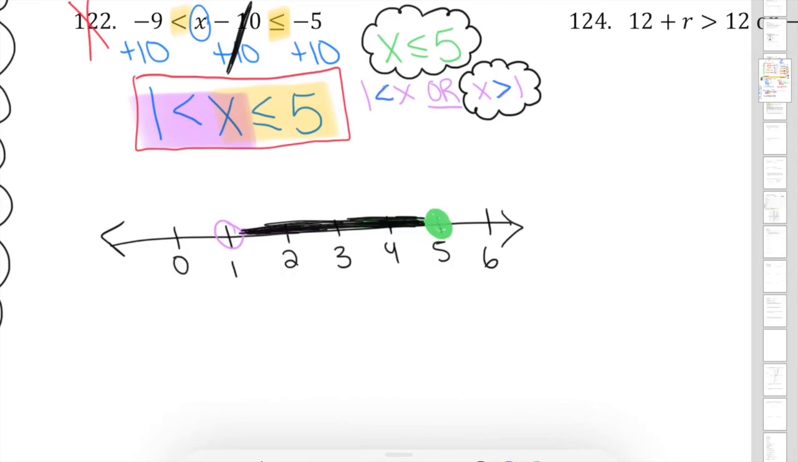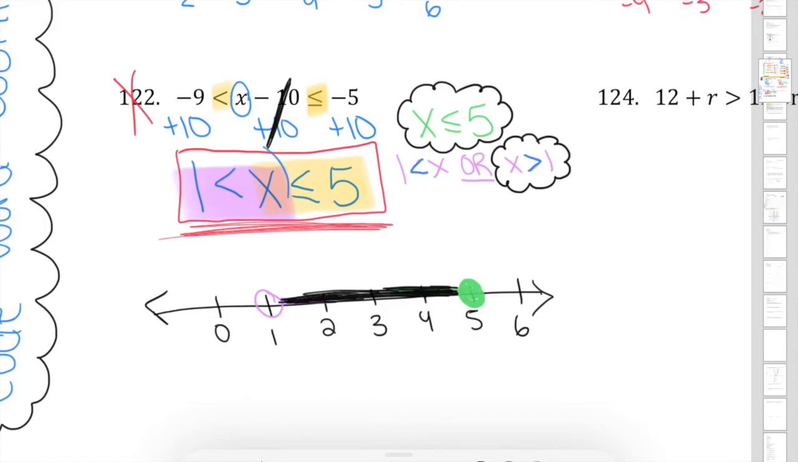So think about the numbers that would work for this. Being bigger than 1 and smaller than 5 includes 3 and 2 and 4. So that makes sense to shade in between. There are no numbers on the outside here that are meeting both criteria. So yes, this value of 6 is greater than 1, but it's not less than or equal to 5. It has to match both of the things that were given in your solution here.